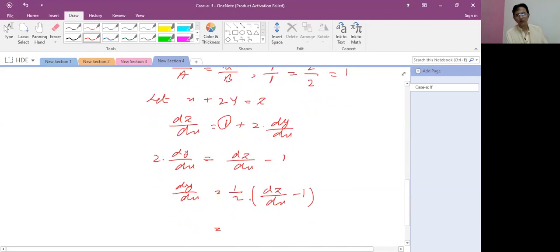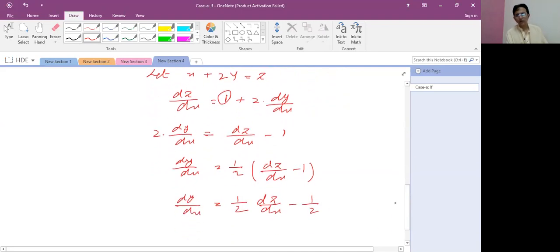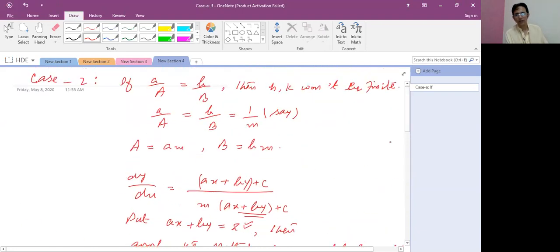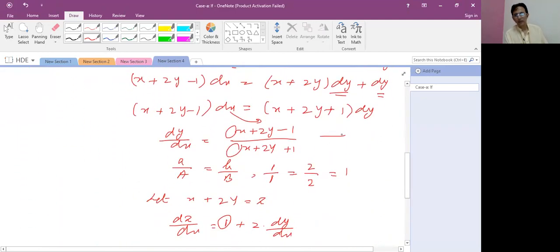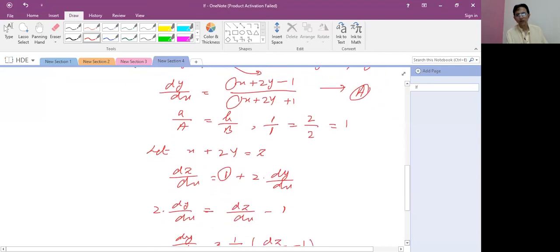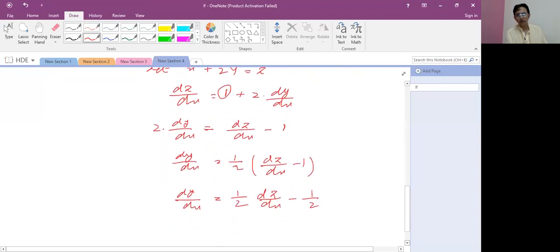So it means this term will be multiplying by this. If we write in this form, 1 upon 2 dz upon dx minus 1 over 2, this is called dy over dx. So if we put here, student, in this equation, we write the name of equation number A. So we put dy over dx is equal to in this form.